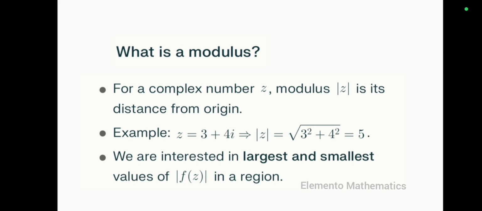For any complex number z, we know that the modulus of z is its distance from the origin. For example, if z is the complex number 3 plus 4i, then its modulus is the square root of 9 plus 16, which is the square root of 25, which means 5. In this topic we don't care about the exact value of z, we care about how big or small the modulus of the function can be in a region.